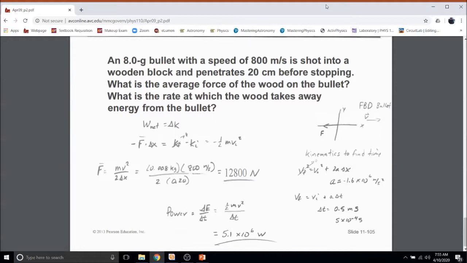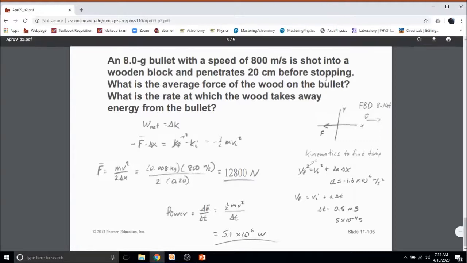All right, so if we want to know what the average force is, we are going to be using our work-kinetic energy theorem, but we're going to be working backwards from how we've normally been doing it. Normally we figure out the work and then we figure out something about the motion. Well, we're going to do the opposite here. We already know the motion. We're trying to go back and figure out the amount of force that's being applied.